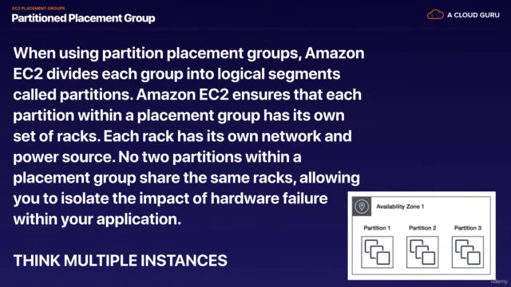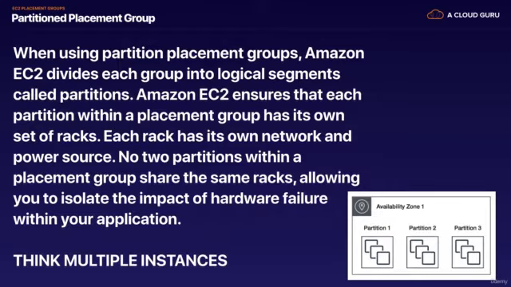We then have partition placement groups, which are very similar to spread placement groups, except you can have multiple EC2 instances within a partition. When using partition placement groups, Amazon EC2 divides each group into logical segments called partitions. And Amazon EC2 ensures that each partition within a placement group is on its own set of racks, and each rack has its own network and power source, and no 2 partitions within the placement group share the same racks, allowing you to isolate the impact of hardware failure within your application.